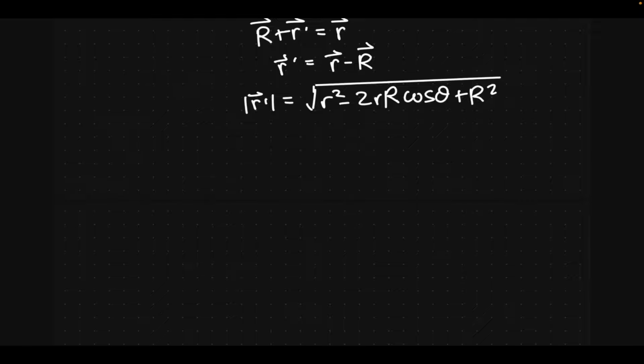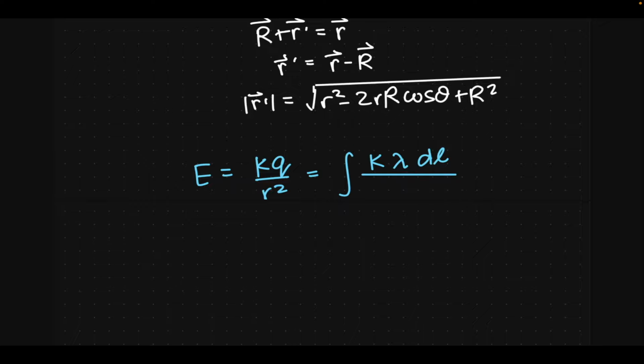Okay, so we will now have to measure the electric field, which was given by kq over r squared. Now, we have a continuous charge distribution. So we have k, where k is the Coulomb's constant, which is 1 over 4 pi epsilon naught. Let's just keep it a constant. k lambda dl, where lambda is the linear charge density, over r prime squared.